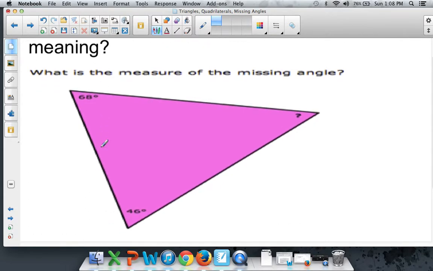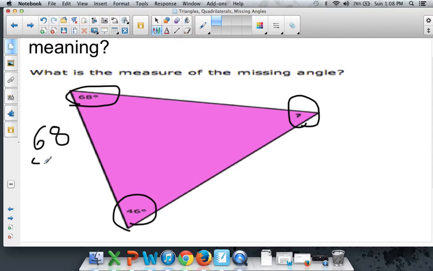Whew. Here's a triangle. Do you remember how to find the missing angle? What was the total measurement of degrees for a triangle? Anyone? Right. 180. So add up these. What do you get? 68 plus 46. No problem, no problem. Let me do it on paper real quick to make sure we're not messing up.